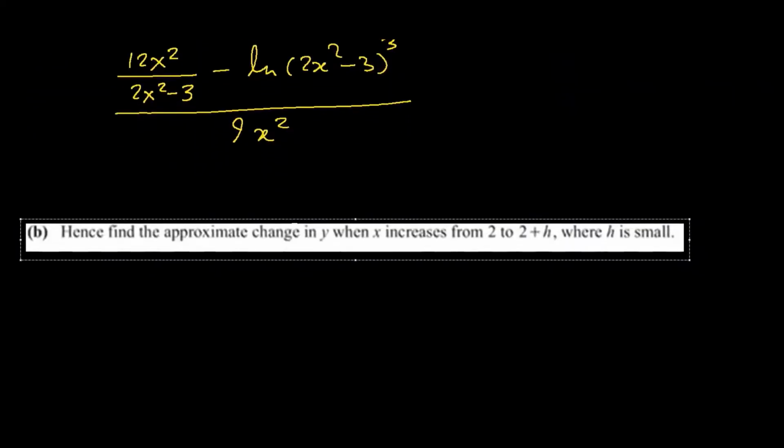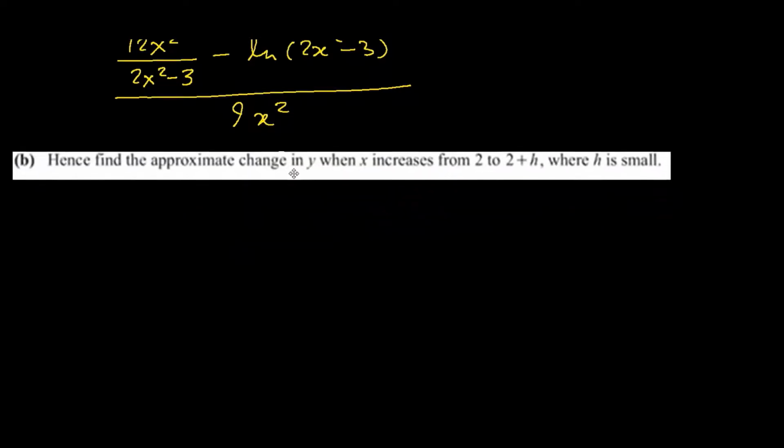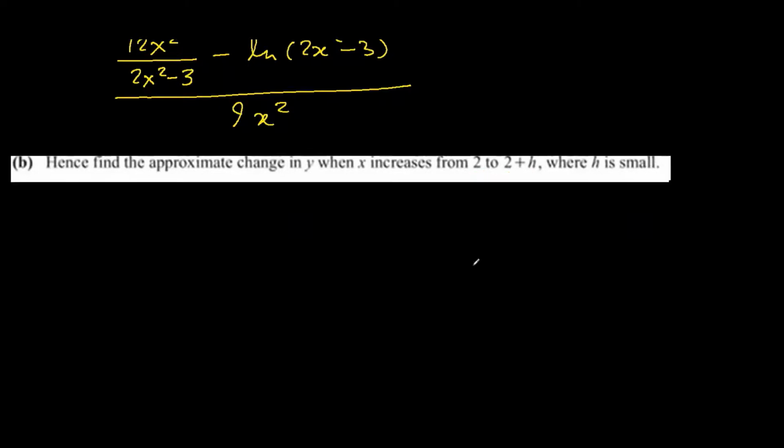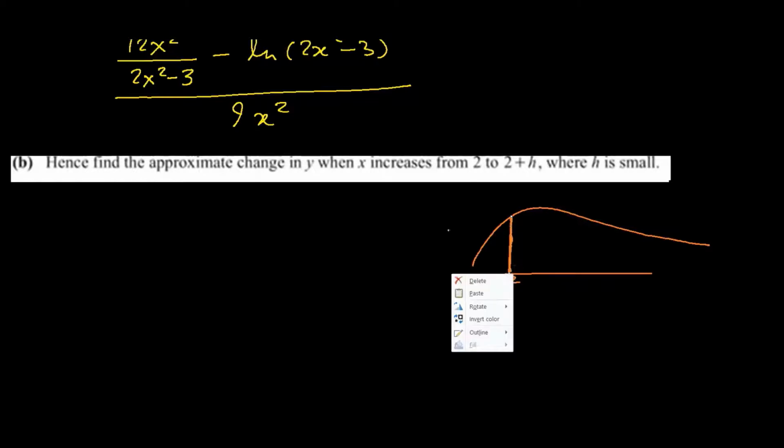Next part. Hence, find the approximate change in y when x increases from 2 to 2 plus h. Suppose this is a curve and here we have x equal to 2. They're saying x is changing from 2 to 2 plus h and h is very small. A line which is very, very close. We can't even differentiate between these two lines. So, if x has gone from 2 to 2 plus h, how much has y changed? Has it gone up or down?